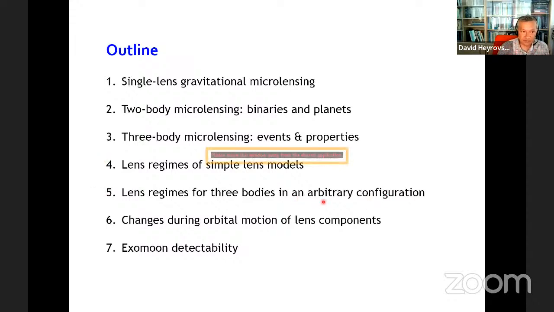Of course, if we speak about arbitrary configurations, so three-body lenses, in general, when you have lensing even with single planets, you have to take care of orbital motion. So in three-body systems, this will be even more important. So we shall see how we can visualize this and see what are the changes occurring during orbital motion, which will bring us closer to one of the words in the title, and that is exomoons. And we shall discuss briefly the exomoon detectability and prospects for the near future.